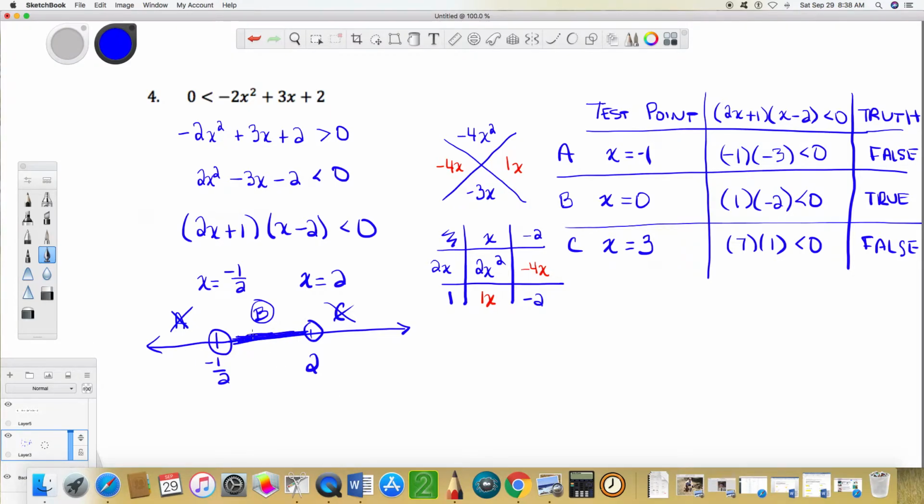So now I have a picture of my solution set, and I want to describe it using inequalities. I've got negative 1/2 is less than x, which is less than 2, and that's my final answer.